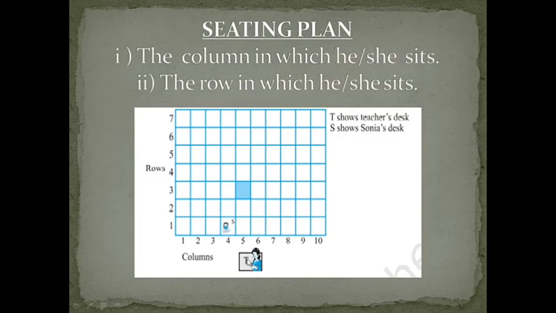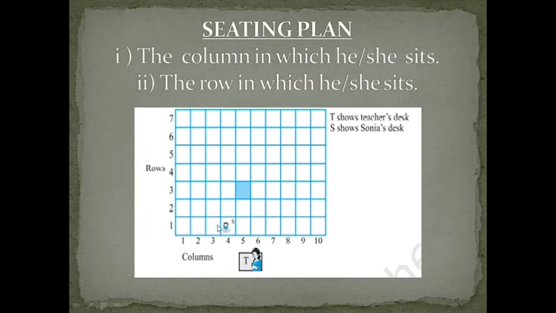This T shows the teacher desk and S shows Sonia's desk. What is the exact position of Sonia's desk in the class? Here the desk is kept on the fourth column seat, 1, 2, 3, 4, column number 4. And what is the row? The row is first. So the exact position of Sonia's desk is 4, 1. Here 4 shows the column and 1 shows the row.